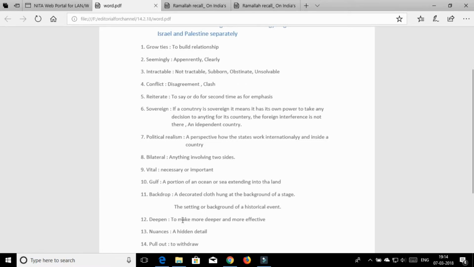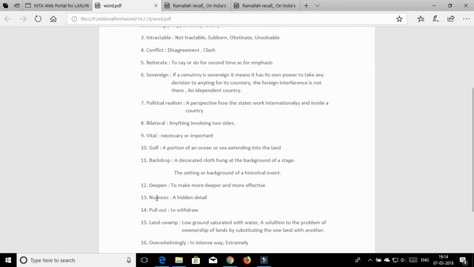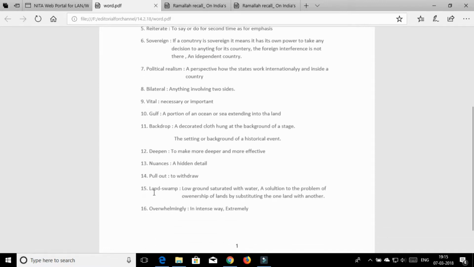Next word is nuances. It's a very good word. A hidden detail somewhere is considered as nuances. Next word is pull out. Pull out means to withdraw. Next word is land swamp. It has also got two meanings. Low ground saturated with water. So the grounds which are at lower levels and are saturated with water are also called land swamp.